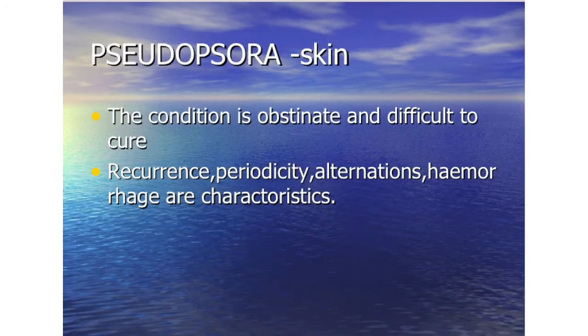Next, coming to pseudo-psora on the skin. This condition is obstinate and difficult to cure. Recurrence, periodicity, alternations and hemorrhage are the characteristics of this pseudo-psora, and it is obstinate and difficult to cure.